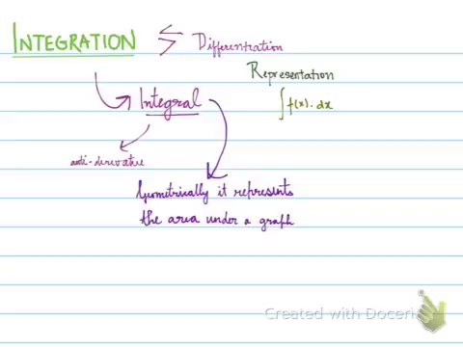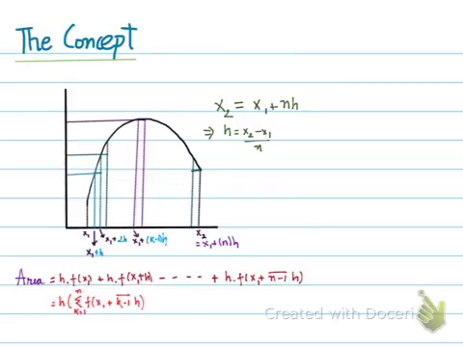So what is the representation? The representation stands for an elongated S. The symbol we have shown here is an elongated S, and it is f(x) dx. Right, this is the representation. Now let's understand the concept behind it.